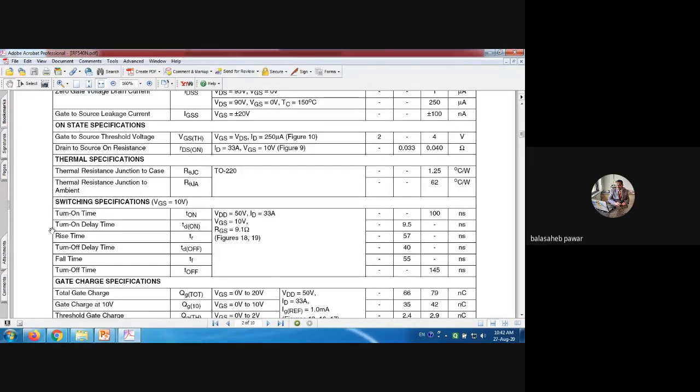So you have to read these switching specifications also. It is mentioned in that bracket for a gate to source voltage of 10 volts, right? So turn on time is given as 100 nanoseconds. That means after the application of the gate pulse, the transistor will start to turn on after a delay of 100 nanoseconds, right? And next you will observe turn on delay time, that is TD on. It is 9.5 nanoseconds.